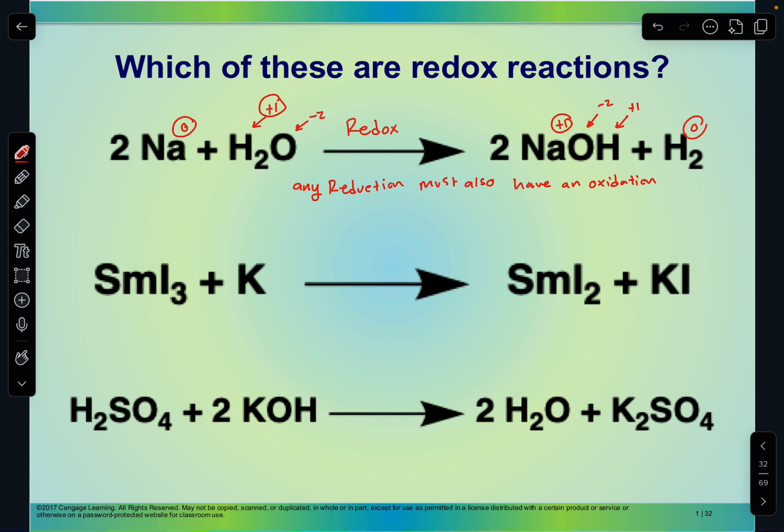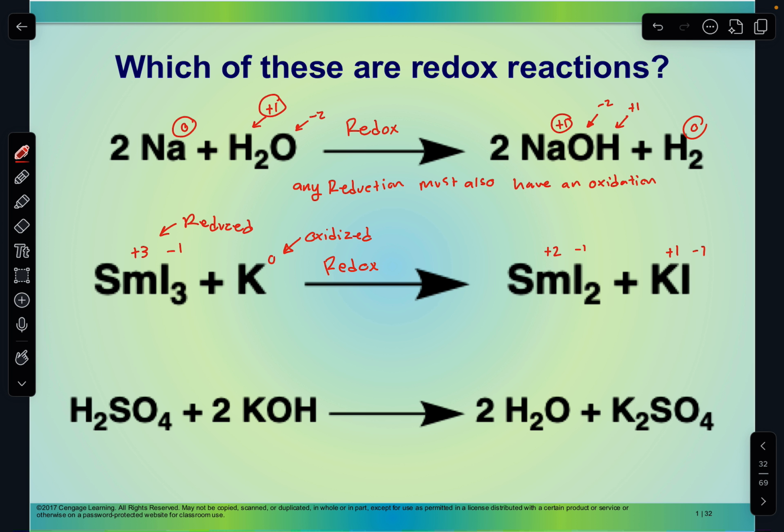Now, samarium and iodine. Iodine is going to be a -1 times 3, which makes samarium a +3. Potassium is a 0. Samarium 2 iodide is going to be a -1 times 2, which gives samarium a +2. Potassium is a +1 now, and iodine is a -1. And so this is going to be a redox as well. That's because potassium was oxidized, samarium was reduced.